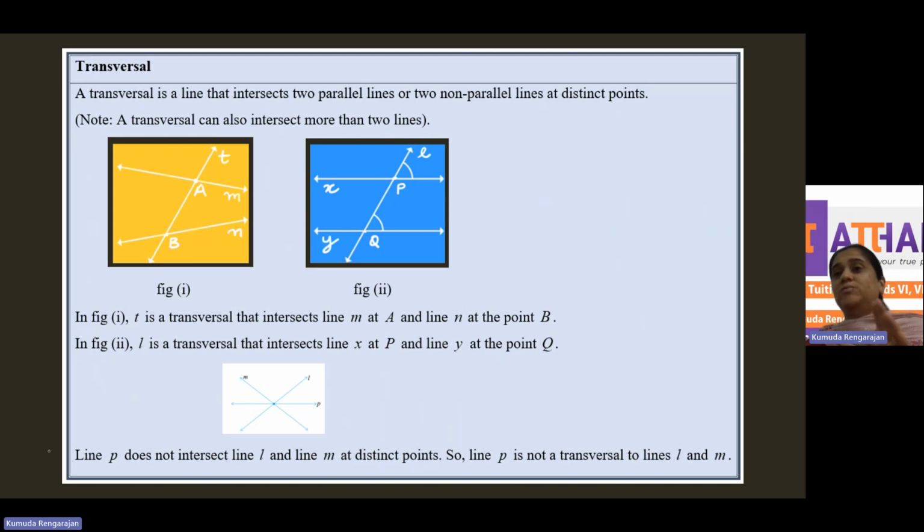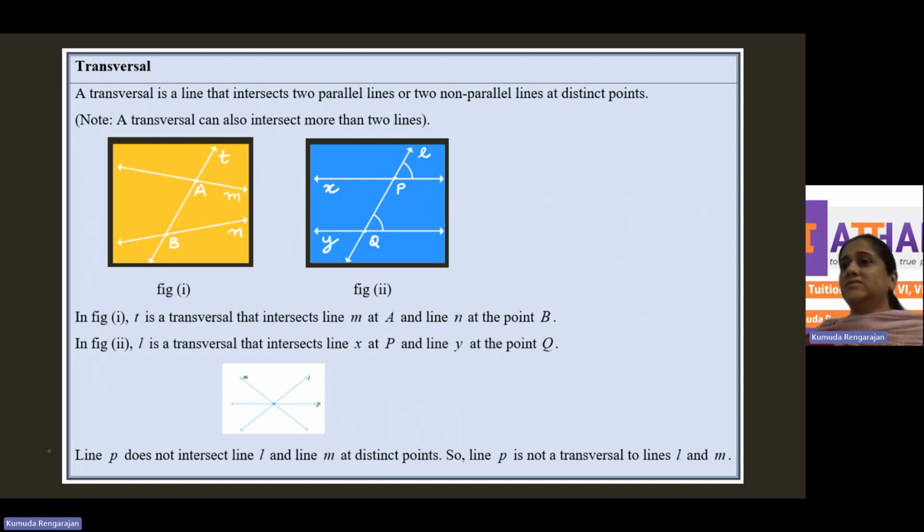I'm telling you the difference between alternate angles formed when the lines are not parallel and parallel. When the two lines are not parallel, there are alternate angles formed but they will not be equal. When the lines are parallel, the alternate angles formed are equal.